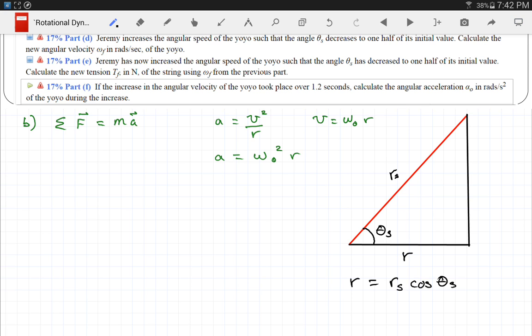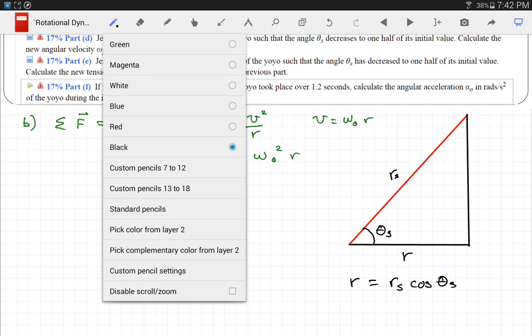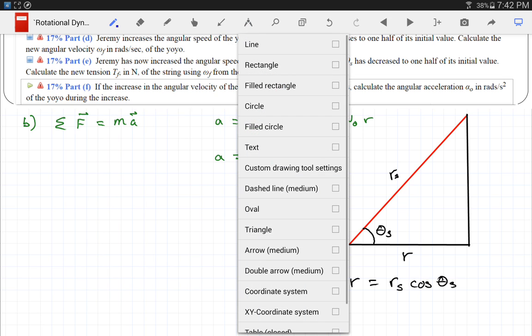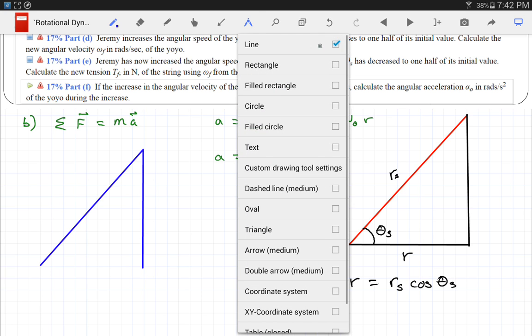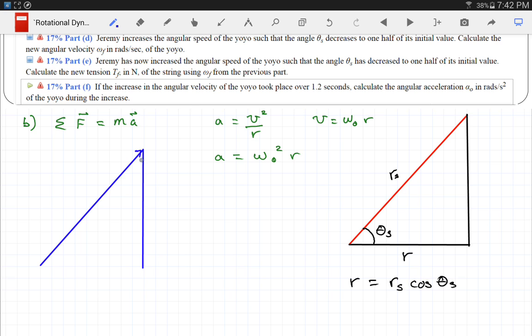Now let's look at my force triangle. My force triangle has, surprisingly, or maybe not surprisingly, depending on what you've looked at, a very similar look. I have my force of tension, my force of gravity, and so let me put some arrows on there and some labels. The force of tension, which is labeled tension string in the problem.